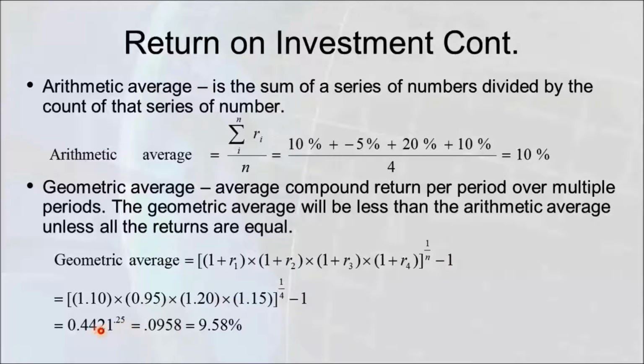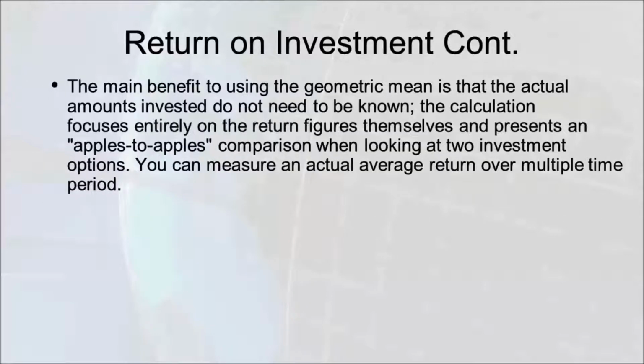So you have a holding period rate of return of 44.21%, raised to 1 over n, which is 0.25. If you do that, you get 9.85%. So this is the geometric average. The main benefit of using the geometric mean is that you don't need to know your actual investment, so you can get very comparable numbers. An apples-to-apples comparison is easy using this geometric average.